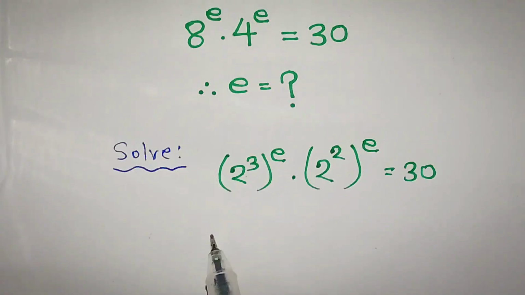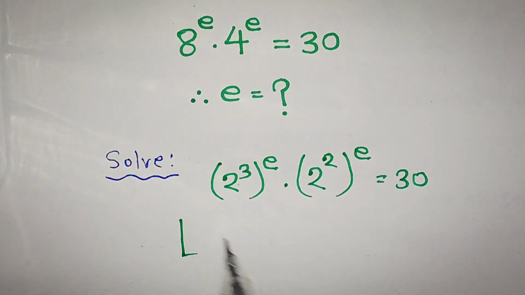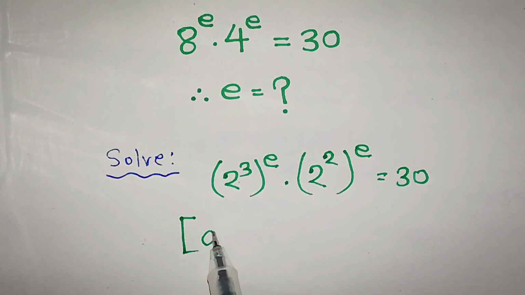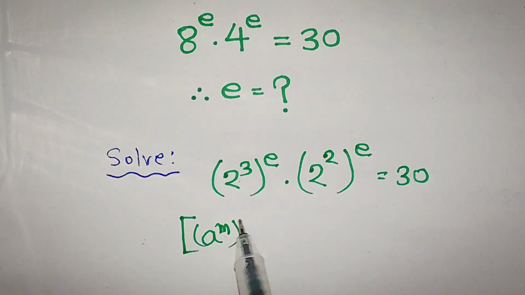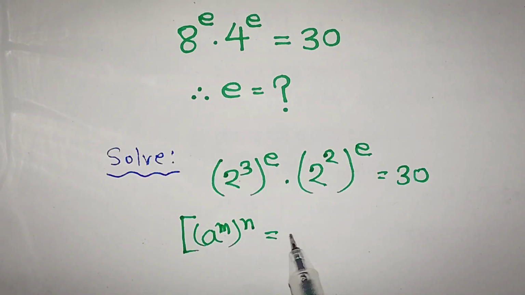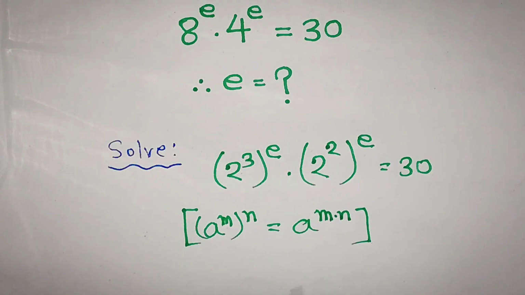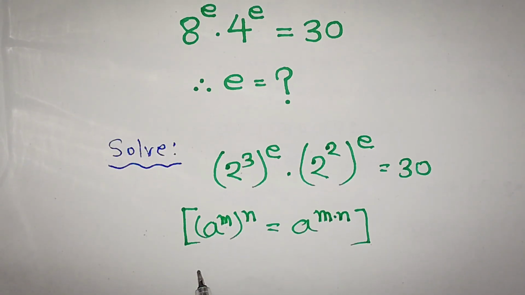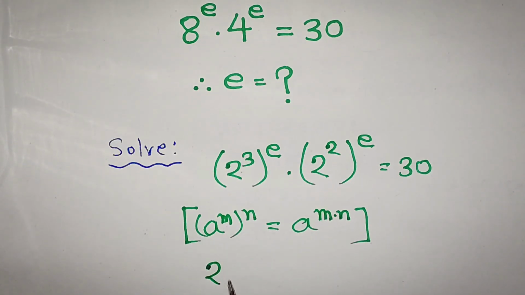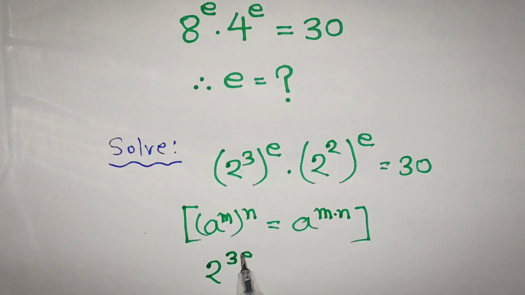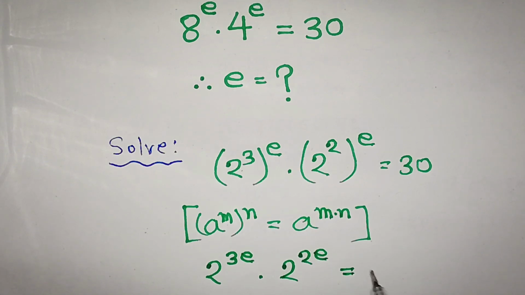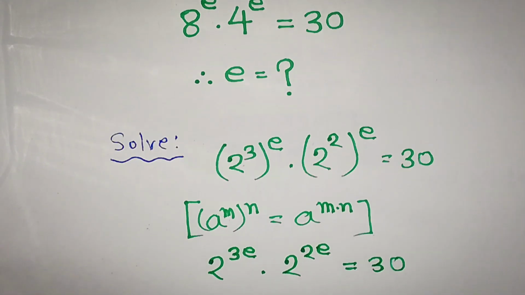So after that we have to use the exponent formula. It is (a to the power m) to the power n equals a to the power m times n. So after using that, we can write 2 to the power 3 times e times 2 to the power 2 times e equals 30.